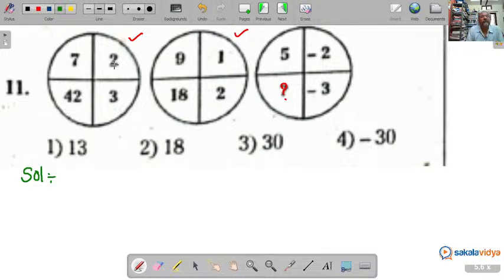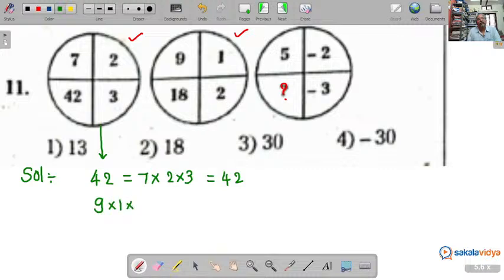For example, 7 plus 2 is 9, 9 plus 3 is 12. No, it's wrong. 7 plus 2 is 9, 9 into 3, 27. No. 7 into 3 is 21, 21 into 2, yes, 42, absolutely correct. So from the first figure, 42 is equal to 7 into 2 into 3. 7 2s are 14, 14 3s are 42. Now try the next figure, 9 into 1 into 2, so 18. Yes, the same rule can be applied for this figure also.